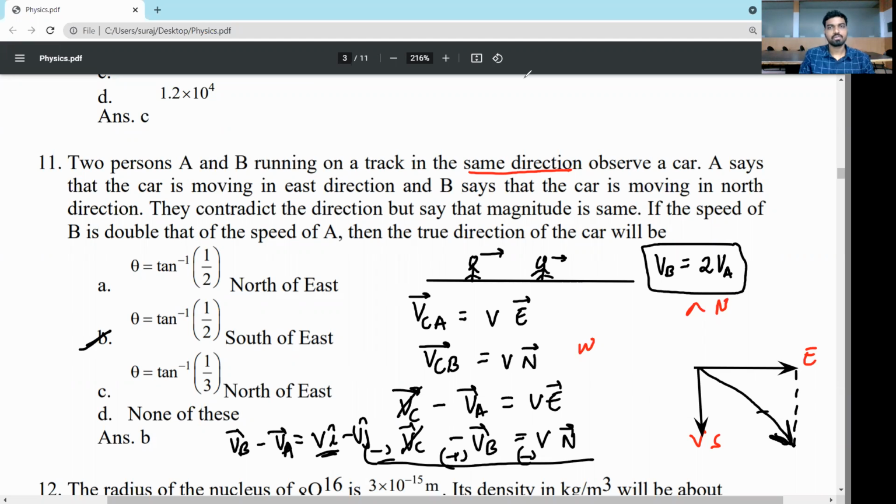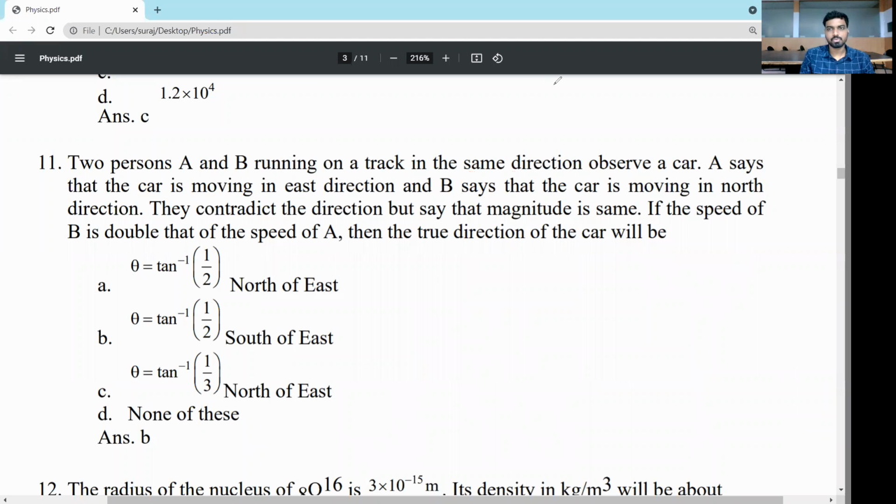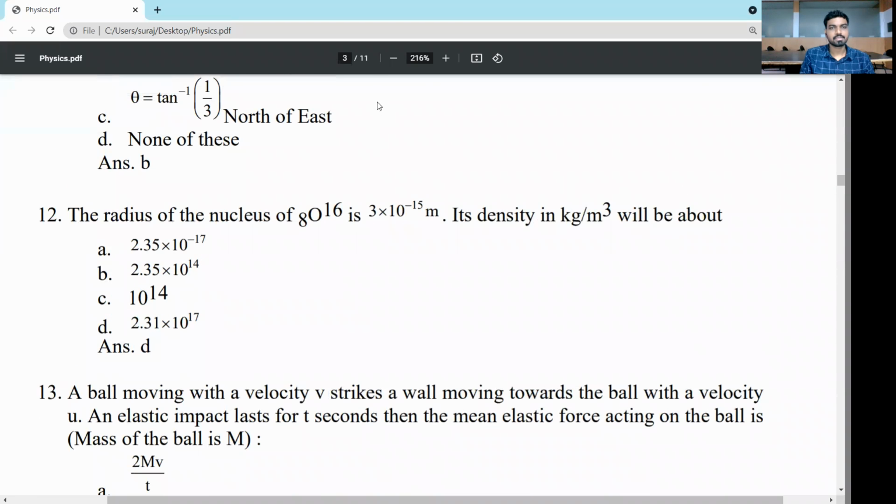Now coming to question number 12. What is given? The radius of nucleus of oxygen 8, 16 is 3 into 10 power minus 15 meter. Density in kg per meter cube will be about. Okay. Mass is how much? Mass is 16 AMU. So that means 16 into 1.66 into 10 power minus 27 kg. And radius is given, so we can find density.